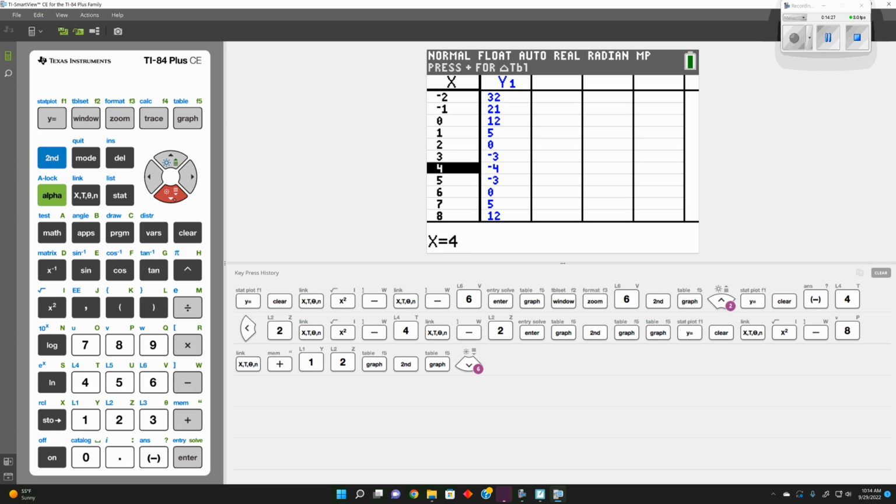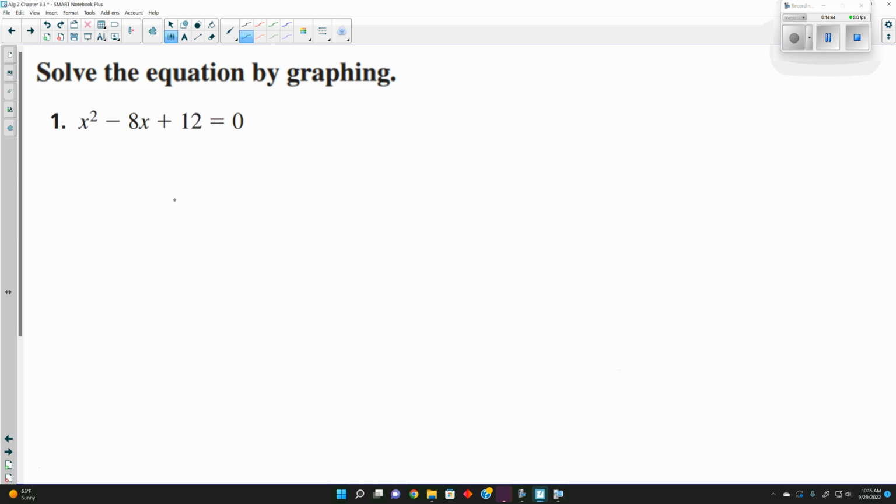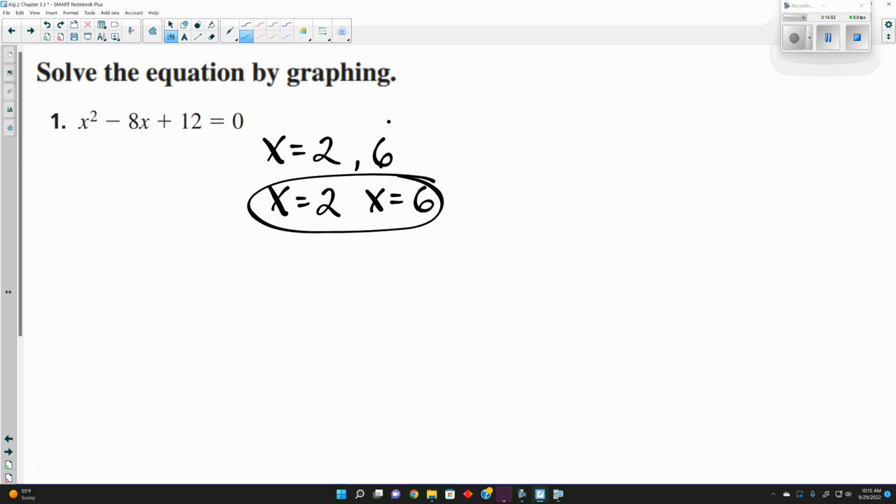And our values are 2 and 6. Because again, we're looking for what value of x is going to make y be 0. So x is equal to 2, comma 6. We could say x is equal to 2 and x is equal to 6. Either one of these works.